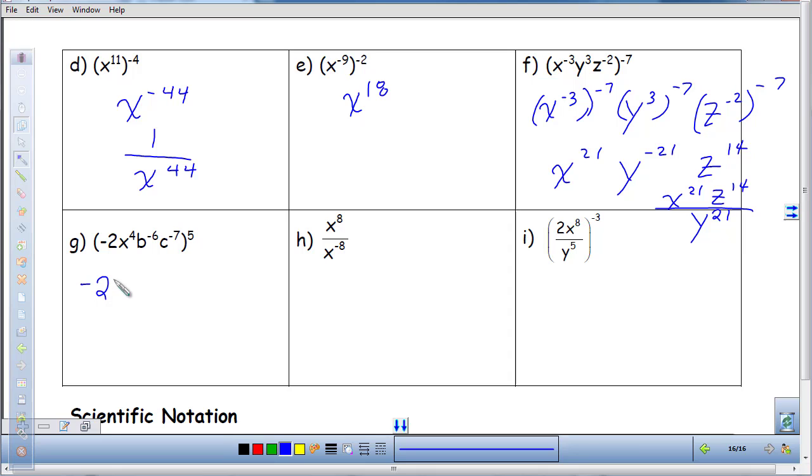Okay, I've got negative 2 to the 5th, x to the 20th. I'm going to kind of skip some steps. We multiply the exponent, right? Once we distribute the 5 to x to the 4th, then x to the 4th to the 5th is x to the 20th. We get b to the negative 30th and c to the negative 35th. Okay, I've got negative exponents here, so those will go in my denominator. And then we get negative 32x to the 20th. Okay, questions about that one?